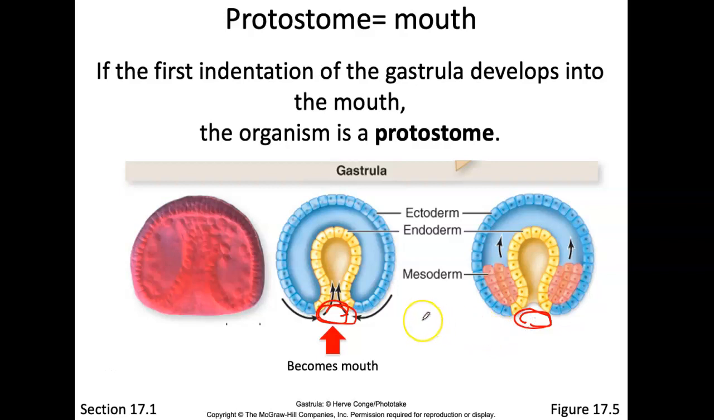So we want to know whether that opening, eventually, when this little organism turns into a full-fledged organism, is that opening the mouth? Is it that end of an opening? If it is a mouth, we're going to call it a protostome. Pro-interior. Protostome.